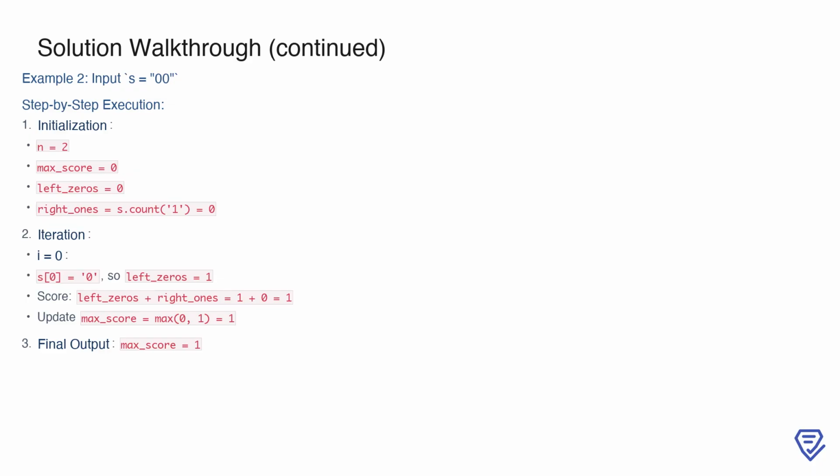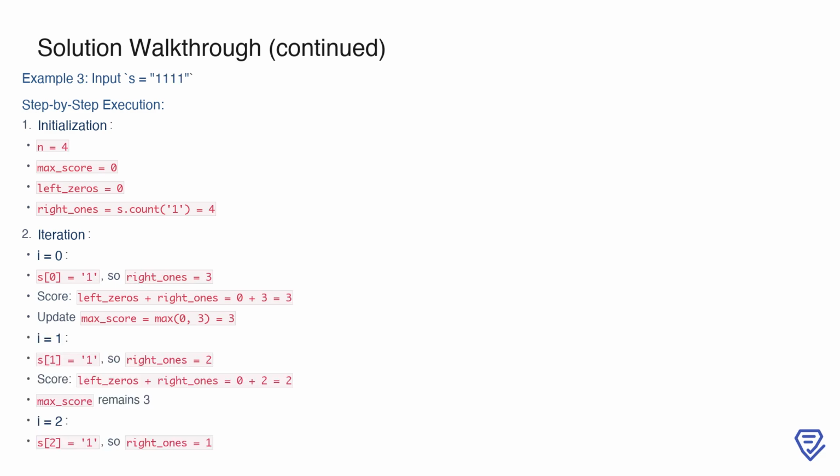Next, we begin iterating. At index I equals 0, the character is 0, so we increment left_zeros to 1. The score at this point is the sum of left_zeros and right_ones, which equals 1. We update max_score to 1 since it's greater than the previous value of 0. After finishing the iteration, the maximum score for this example is 1.